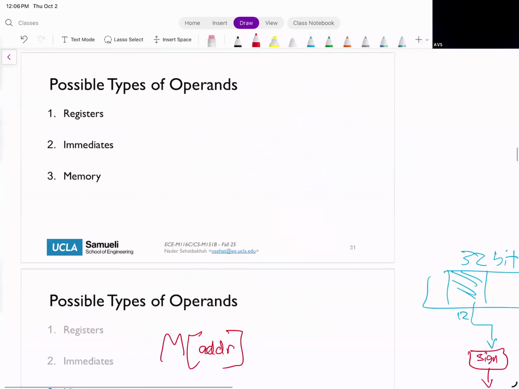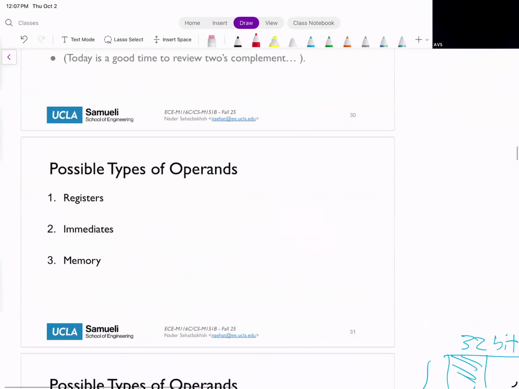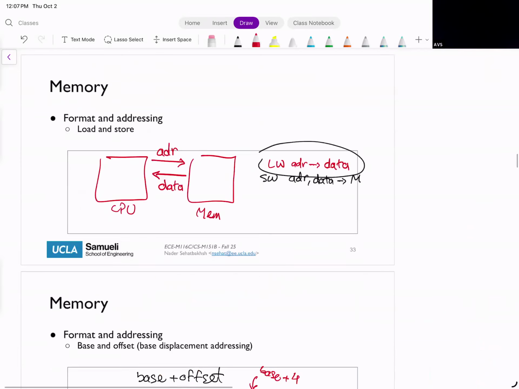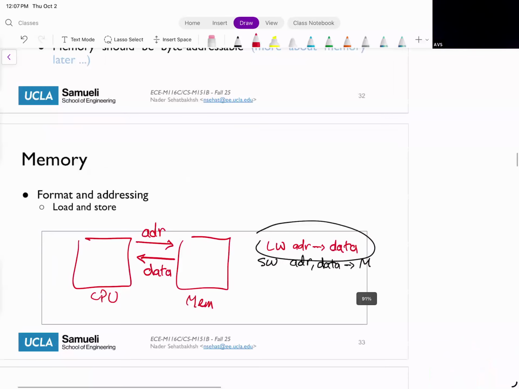So last time we were talking about different types of operands. I told you that there are registers, immediates, and memory. Registers are the ones that we use the most because they're the fastest to access. We then also talked about immediates, which allow you to work with constant values. And the third one, which is also very common, is memory. We mainly were talking about memory last.